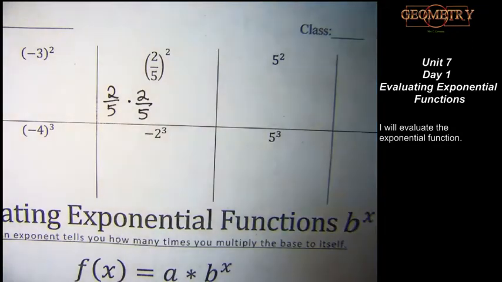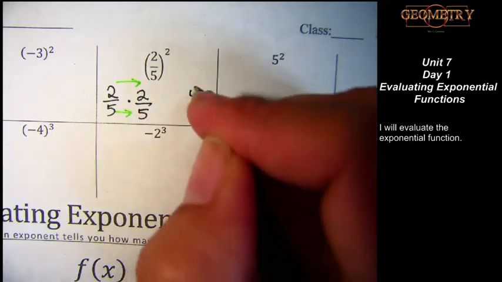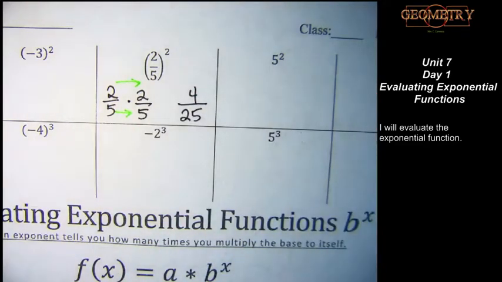How do you multiply fractions? You multiply across, the top times the top, the bottom times the bottom. So 2 times 2 is 4, and 5 times 5 is 25, and you're done.